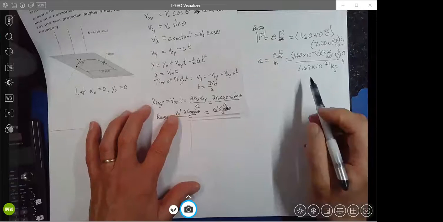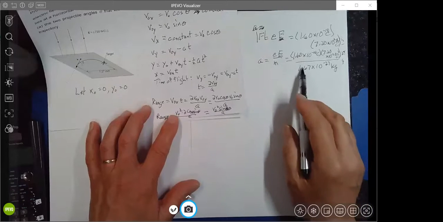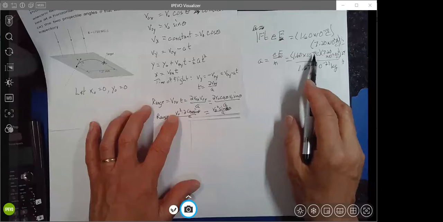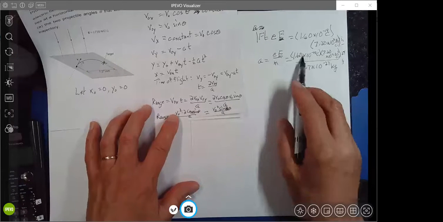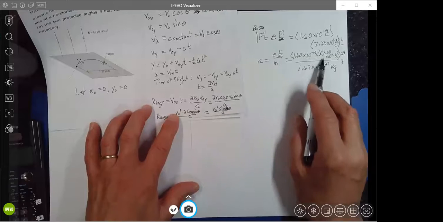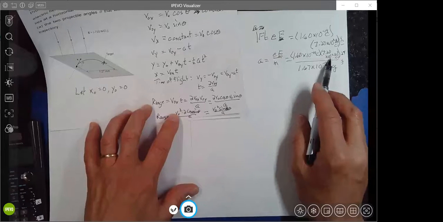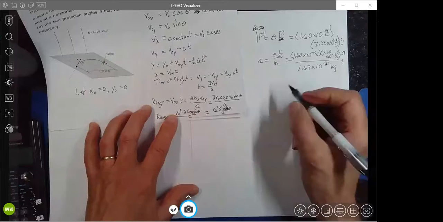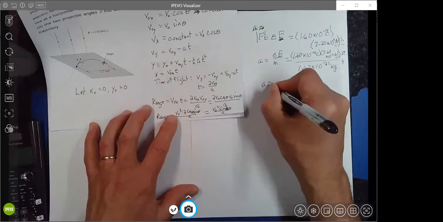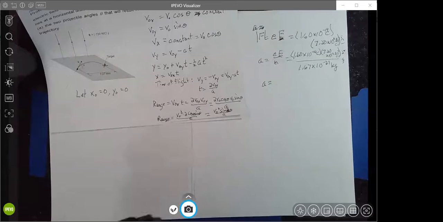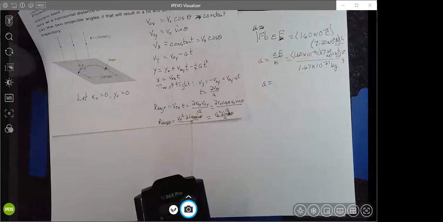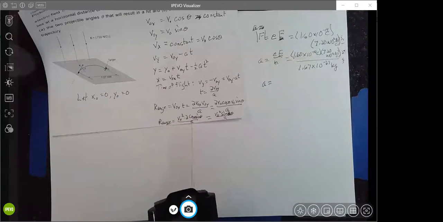Now this thing is just about 1, and so we'll get 10 to the minus 19th divided by 10 to the minus 27th is 10 to the 8th. And I'll have an acceleration that's roughly 7.20 times 10 to the 10th. So I can safely ignore the acceleration due to gravity.